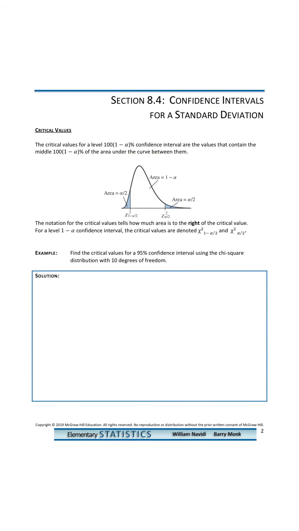Now let's see how to find the critical values using the chi-square distribution. We need to find the critical values for a 95% confidence interval with 10 degrees of freedom. So this is 95%, so the sum of the shaded parts, these two, should be 5%, right? 5% means 0.05, and we need to divide by 2 to get the area of each part. So 0.025. This area is 0.025, and this area is also 0.025.